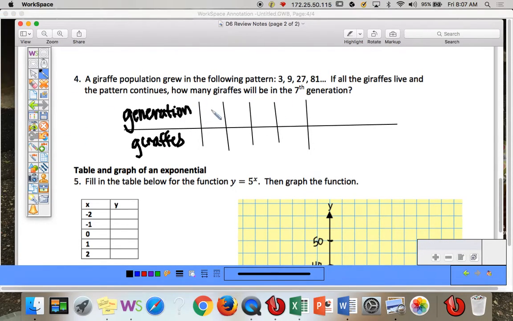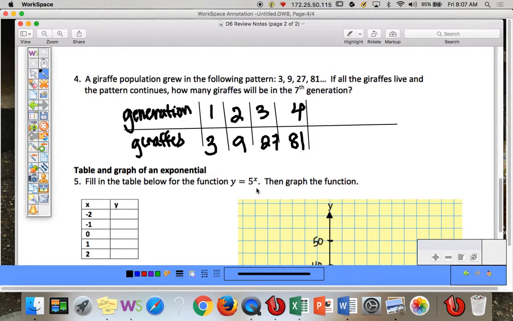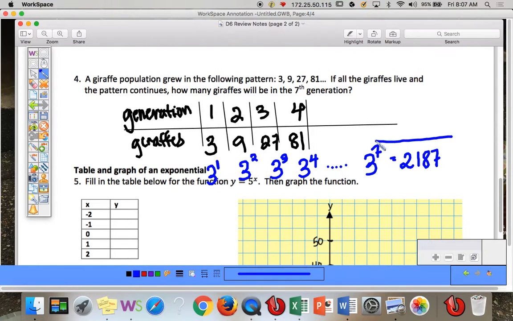Okay, so in the first generation, the number of giraffes is 3. In the second generation, it's 9. In the third generation, 27. In the fourth generation, it's 81. Another way to write this is 3 to the first power, 3 to the second, 3 to the third, 3 to the fourth. So in the 7th generation, there would be 3 to the 7th giraffes. And if we put that in our calculator, that would be 2,187 giraffes.